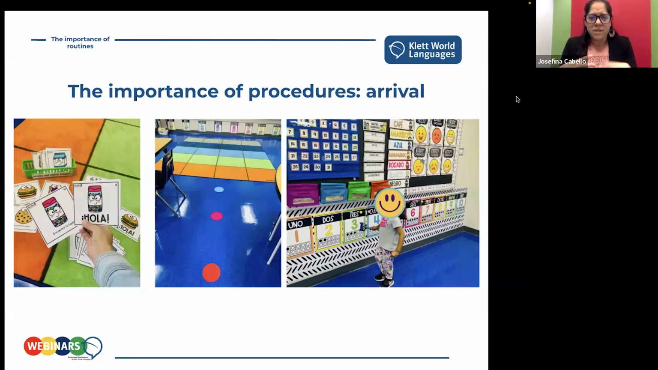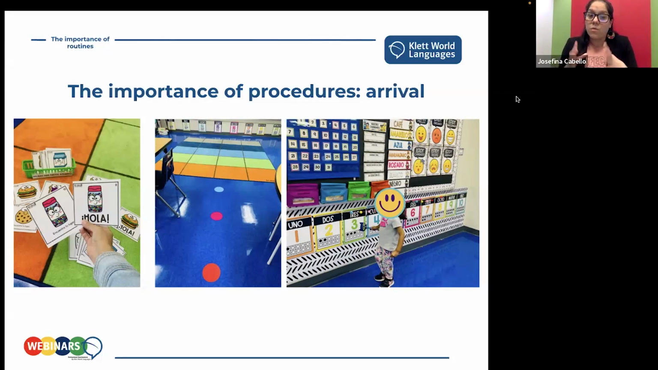So it's very visual for them, and it's going to really save you a lot of time. Another activity that we do is our morning routines. And for that, we have this wall that you see here. So we have our calendar, we have our numbers, we talk about feelings, we talk about colors.